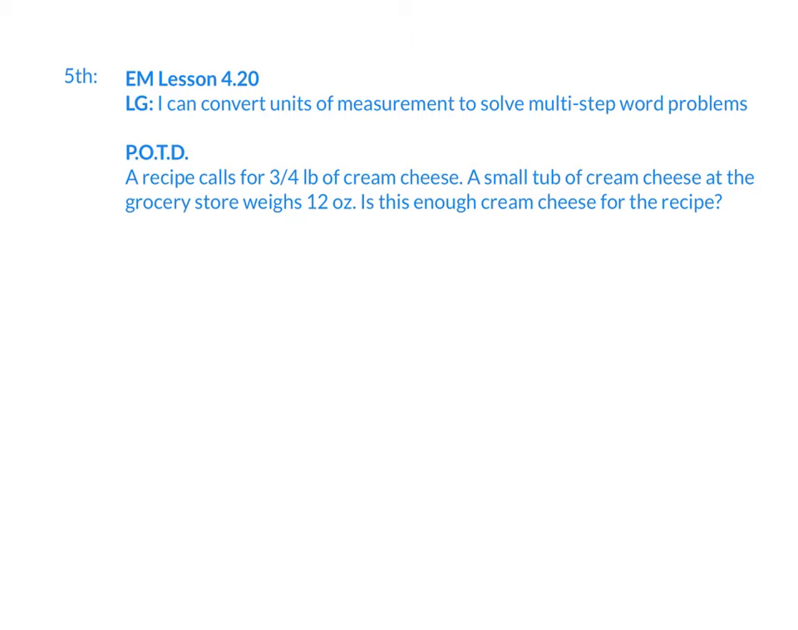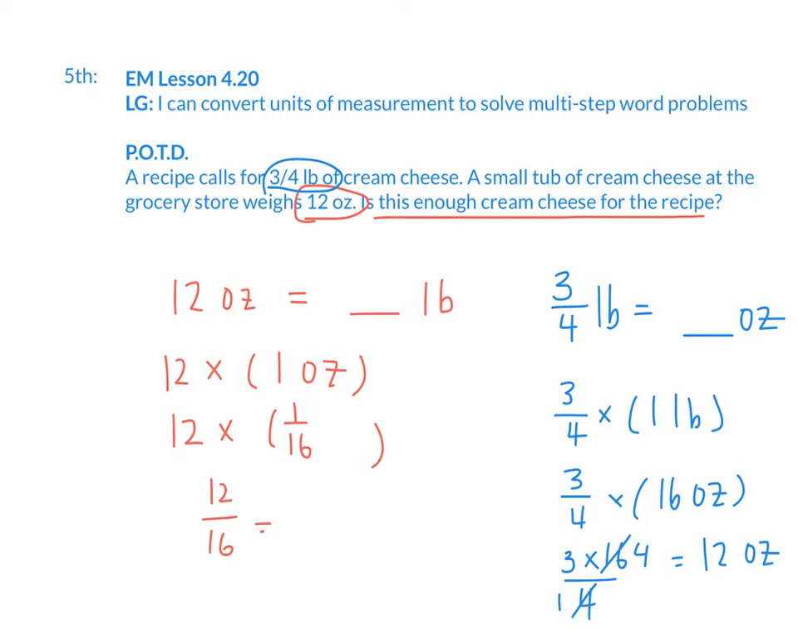It says a recipe calls for 3/4 pounds of cream cheese. So if I want to make this thing, maybe it's cheesecake, maybe it's some sort of dip, I don't know. But I need 3/4 pounds of cream cheese. Now a small tub of cream cheese at the grocery store weighs 12 ounces. Okay? So we want to find out, is 12 ounces enough cream cheese for the recipe?